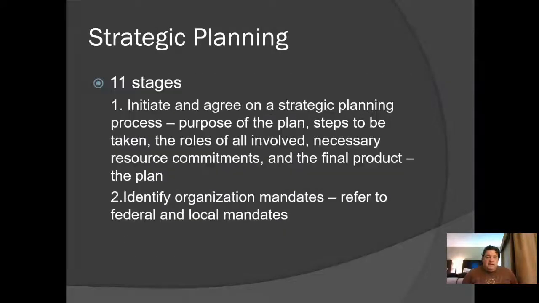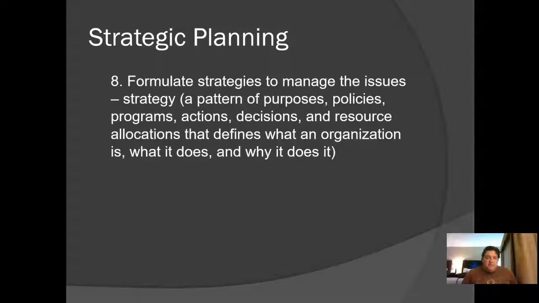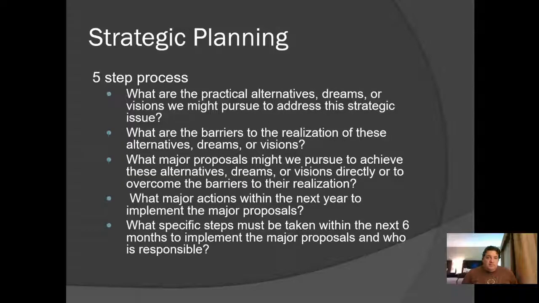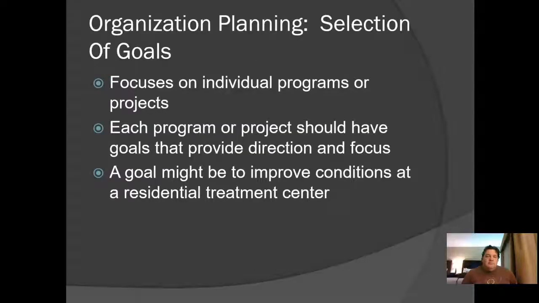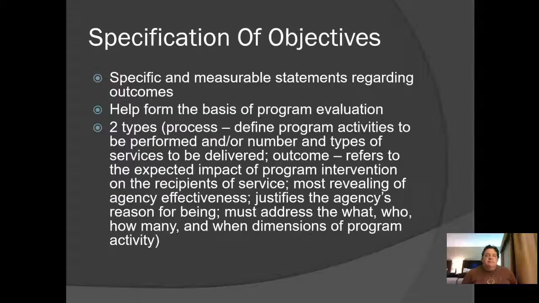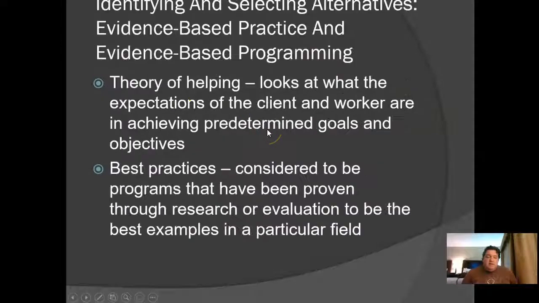So strategic planning, 11 stages. You can read through these as far as strategic planning goes. As you'll notice, a lot of these deal directly with your paper, your signature assignment. Specific objectives, and then management by objectives. So what kind of management are you going to use? Evidence-based practice and evidence-based programming, theory of helping, best practices. That's a big word, especially in human services. What is known to work?